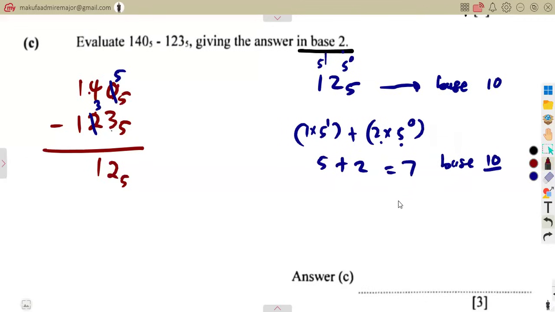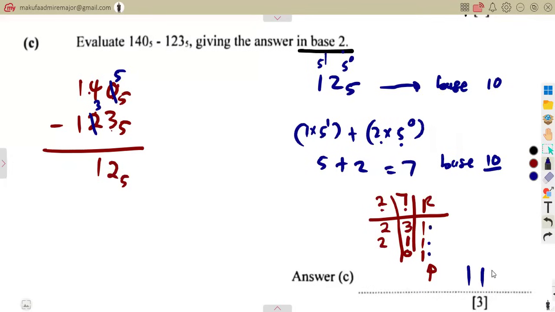How do you convert a number from base 10 to base 2? You divide by that base, noting the remainders throughout. 2 in 7, 3 remainder 1. 2 in 3, that will be 1 remainder 1. 2 in 1, 0 remainder 1. So from the bottom going up, our answer is going to be 1, 1, 1, in the base of what? In the base of 2.